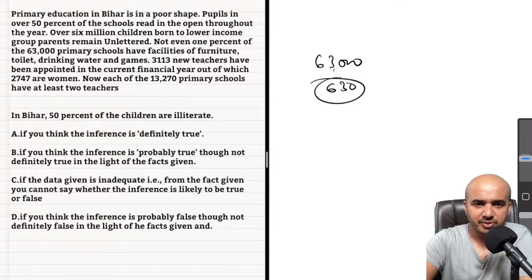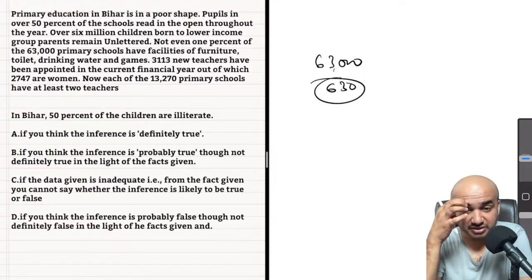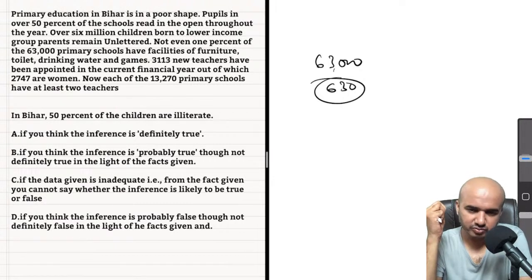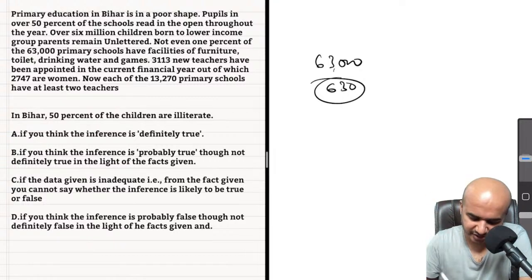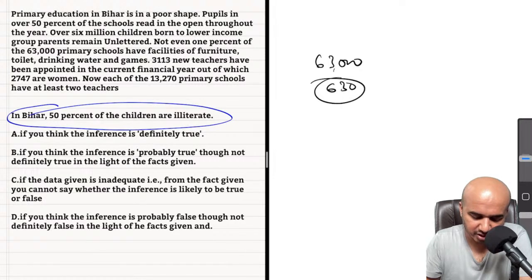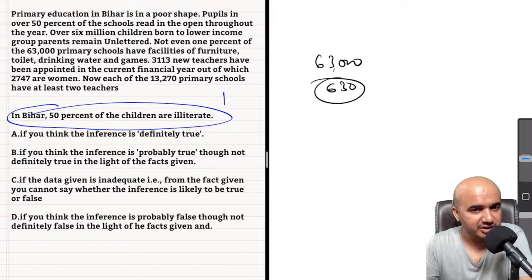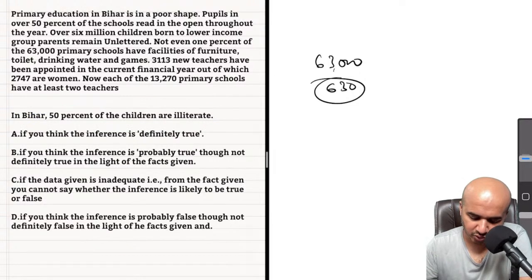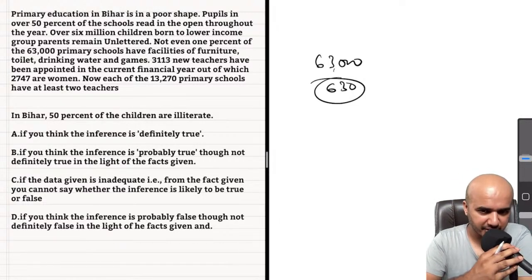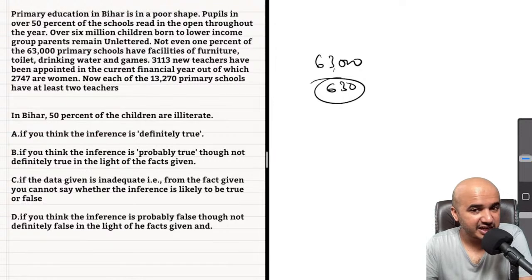In Bihar, 50% of the children are illiterate, they say. Does it make sense if you think the inference is this, the paragraph is this, or the passage is that? So based on that, we are drawing inferences. So is the inference drawn here proper? If it is true, option A. If you think it might be true, then option B. And if you think the data given is inadequate, option C. And if you think inference is probably not true or false, then option D.